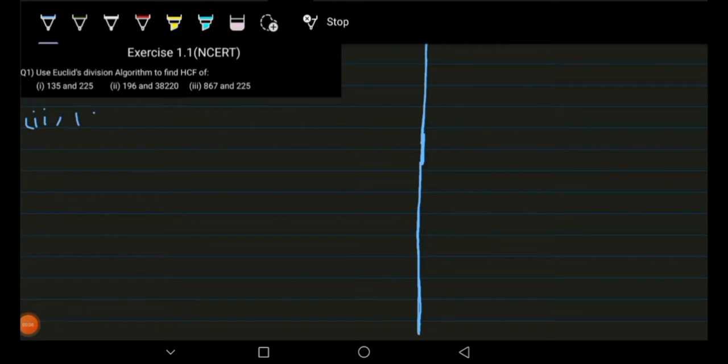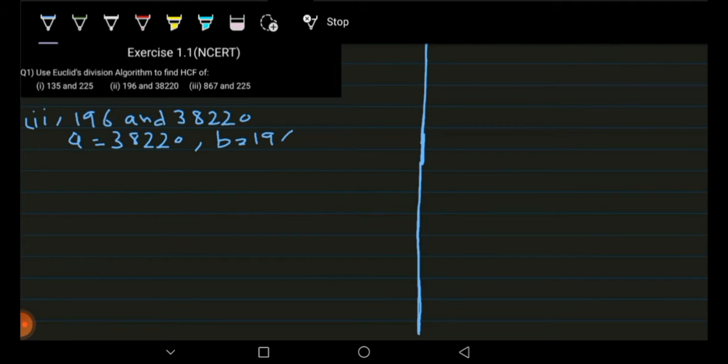The numbers are 196 and 38220. Using Euclid's algorithm method, here A equals 38220 and B equals 196. Using the formula which we have written in question number 1, A equals B into Q plus R.